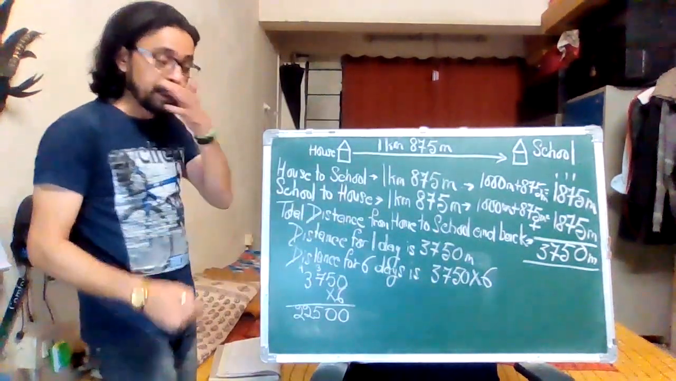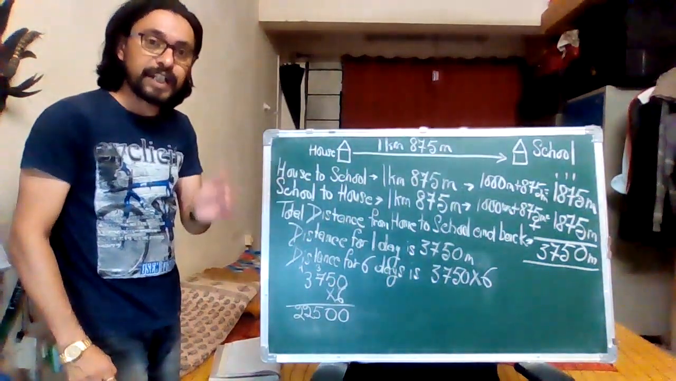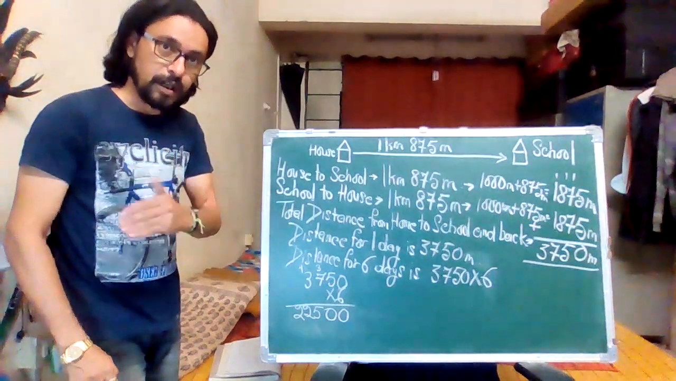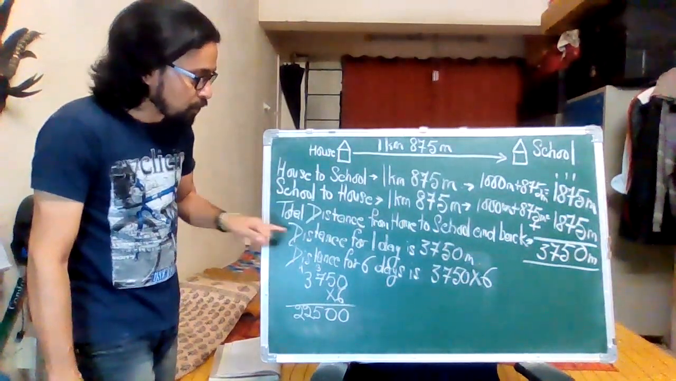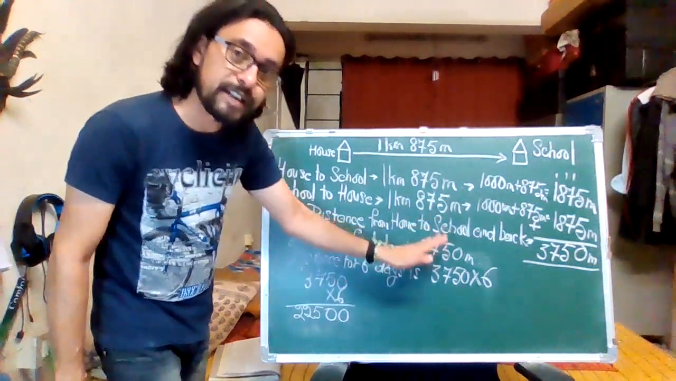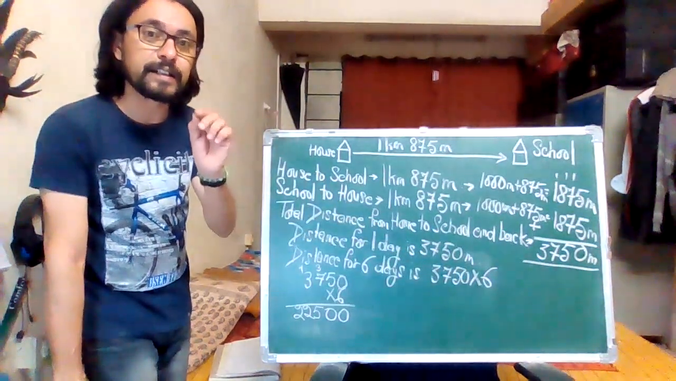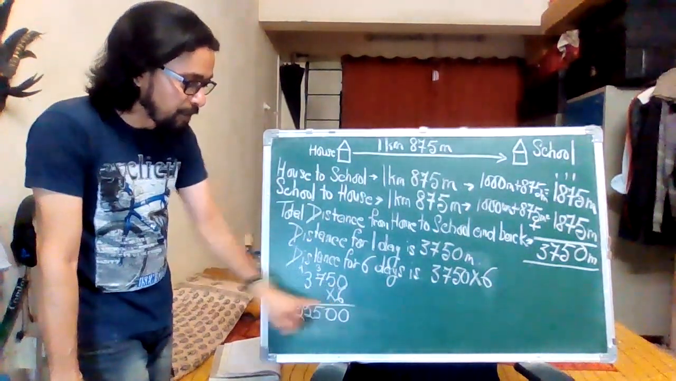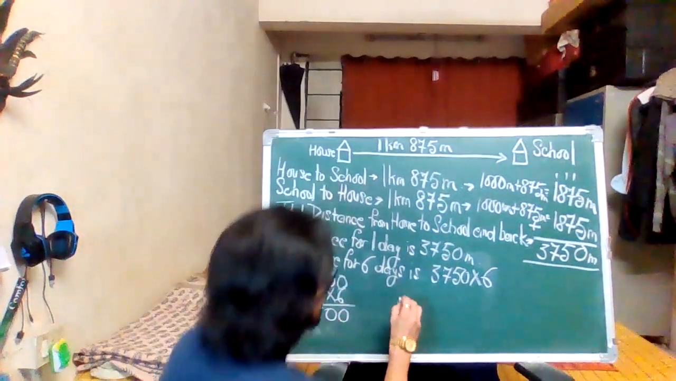And distance for 6 days will be the distance covered in one day multiplied by the number of days that she is walking up and down from school to house, house to school, school to house. How many days they've asked for? 6 days, not 8, 6 days. So the distance covered in one day is 3,750 meters. And the distance covered in 6 days will be the distance covered in one day multiplied by the number of days for which we are finding the total distance covered. So it's a multiplication sum. So I take 3,750 and I multiply it by 6. I get 22,500.